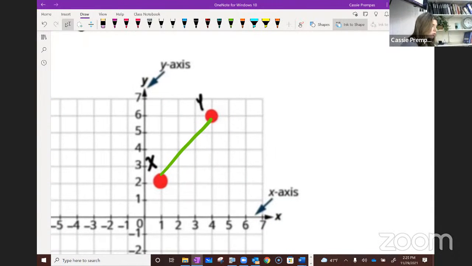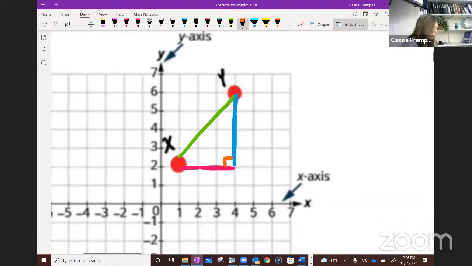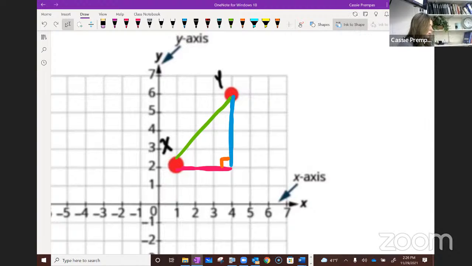So what we would do is create a right triangle with this picture, and we want to make sure that XY is the hypotenuse. So how would I create the right triangle? I have to show the distance up and down between X and Y, and the distance side to side. So really, I would say the horizontal distance between X and Y. And then that would create the right triangle. And then I could use that to evaluate the distance between X and Y.